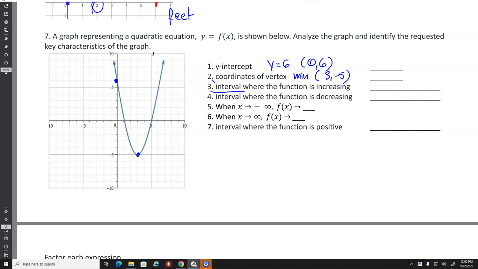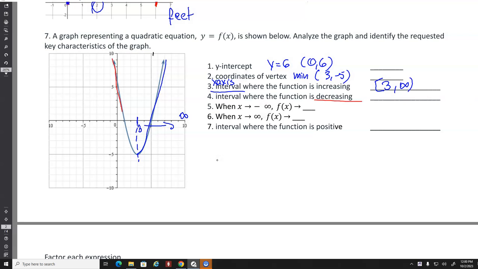The interval, again, x-axis, where the function is increasing. So it increases from here up. We're going to find that mark at 3, going toward positive infinity. It starts at 3 and goes toward positive infinity. When the function is decreasing, so going down, it's coming down from here. We don't know where it's coming down from, so it's negative infinity from the left, and it stops at 3. It has to match for a quadratic, the same point.